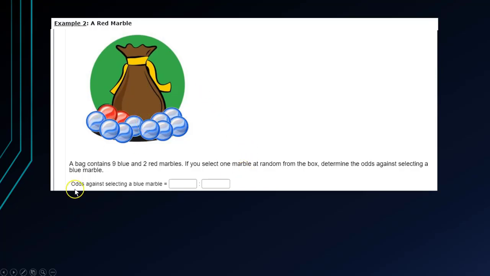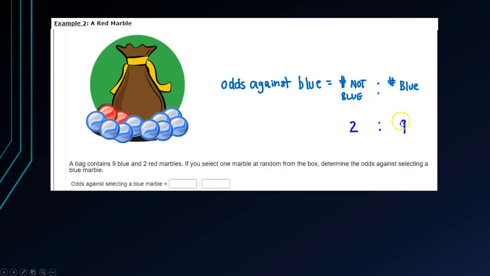The odds against selecting a blue marble: I'm going to take the number of marbles that are not blue to the number that are blue. So in this case, I'm going to have a 2-to-9 ratio. This doesn't simplify because 2 and 9 do not have any common factors. So the final answer is 2-to-9 as well.